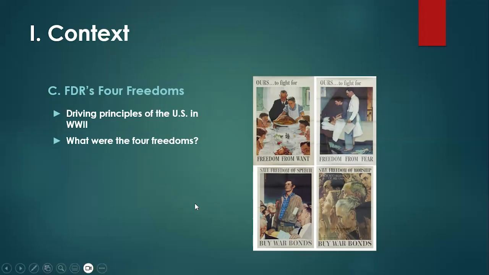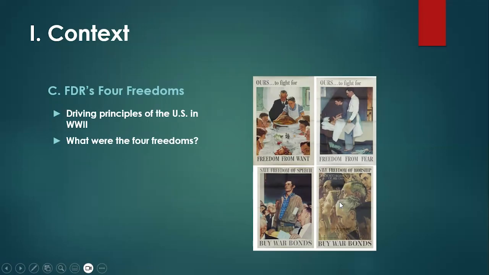And we can notice that a lot of these are responses to recent global conditions up to this point, right? Things like freedom from want, pretty direct response to people who wanted quite a bit and struggled quite a bit throughout the Great Depression, right? Who lived through a great deal of poverty throughout the Great Depression. Freedom from fear, freedom of speech, and freedom of worship.